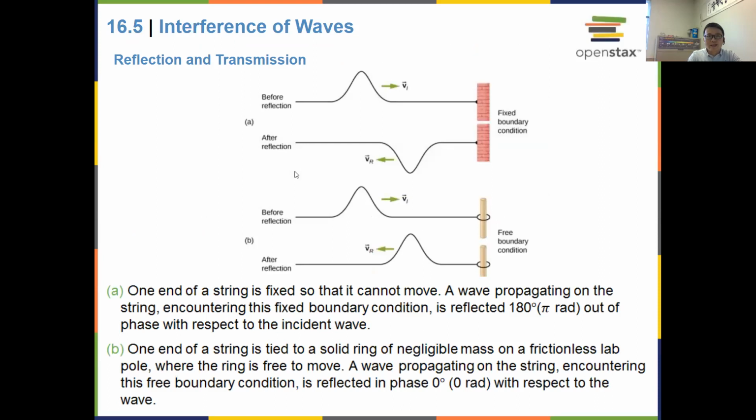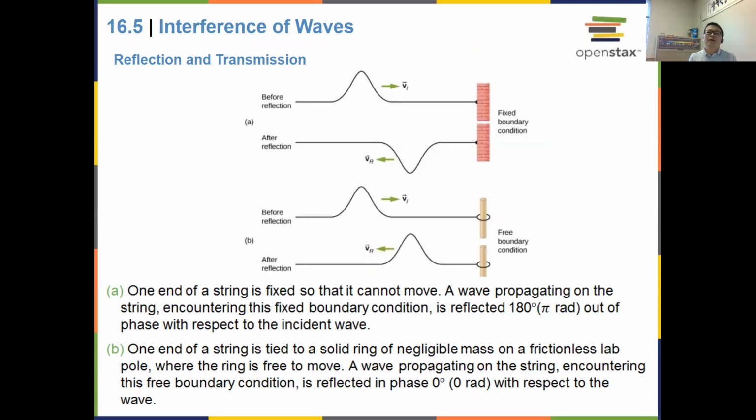Today we are going to look at the interference of waves. Let's say you have two waves, or you have a wave interacting with a boundary condition, or maybe later on we'll see it meets another wave, so it will interact with another wave. These are called the interference of waves.